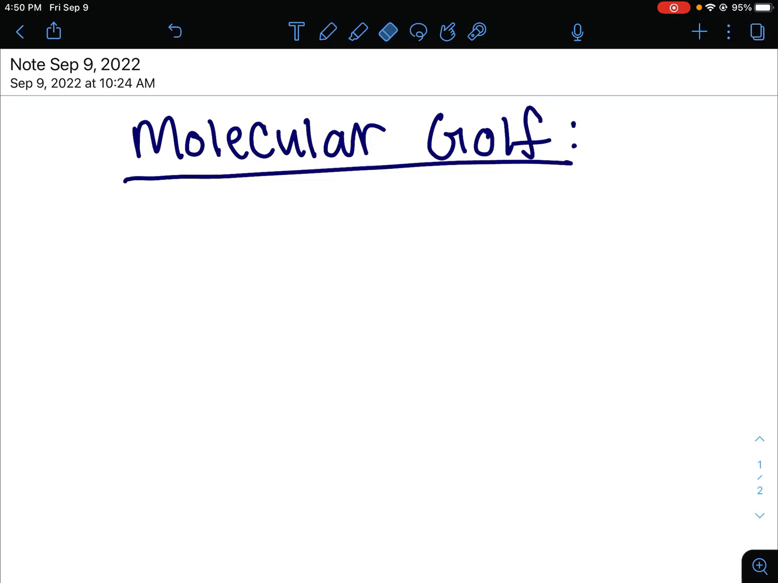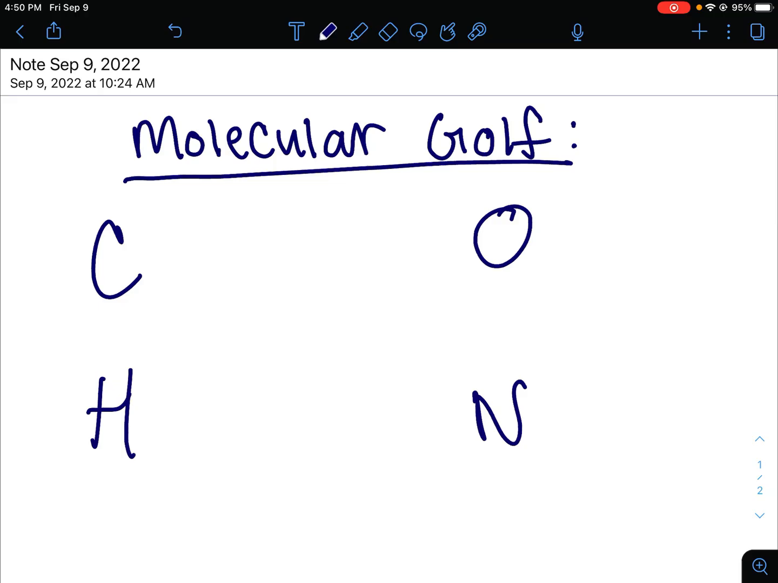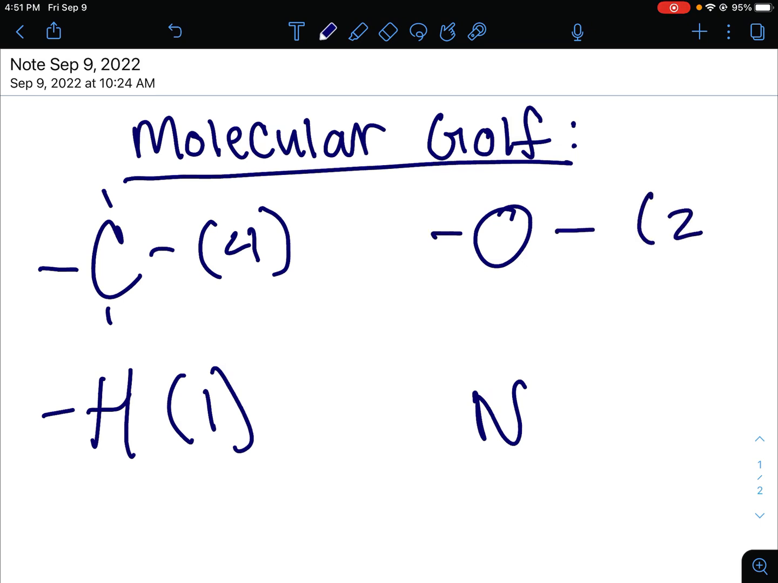Alright, so for drawing biomolecules, you need to first know the elements that will be in most of the biomolecules that we are drawing. So, we have carbon, hydrogen, oxygen, and nitrogen are the four that you really need to know. And then you need to know the number of bonds that they can make. So carbon can make 4 bonds, hydrogen can make 1 bond, oxygen can make 2, and nitrogen can make 3.